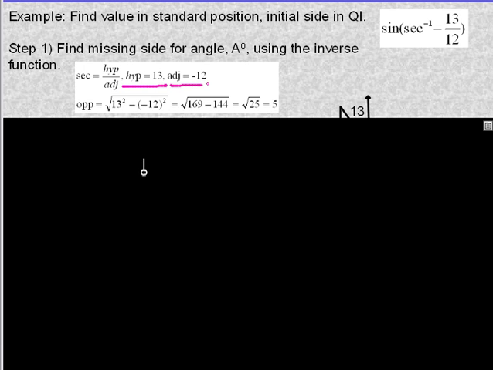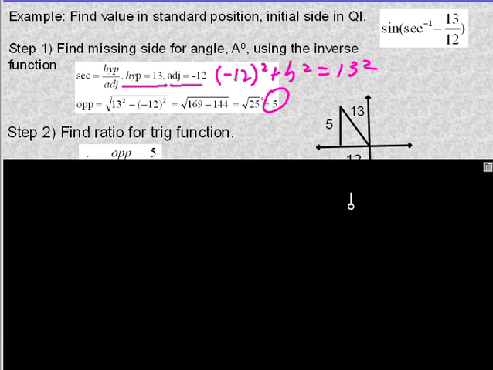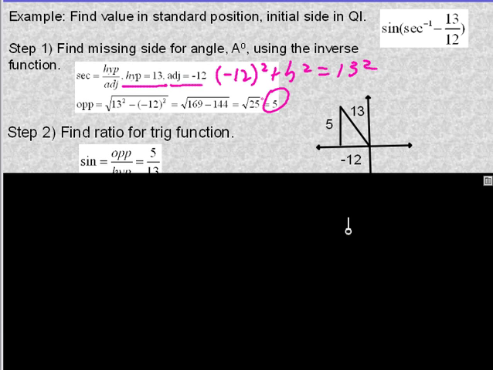Now we're going to use the Pythagorean theorem. Remember, it's a squared plus b squared equals c squared, so be careful. That means we're going to subtract the square of negative 12 from 13 squared. It's going to give us 169 minus 144, or the square root of 25, or 5 as our answer. So now we know that our opposite is 5. And since we have a negative adjacent, I put the triangle in quadrant 2. It doesn't really matter where it is as long as you make sure that your sides have the right sign.